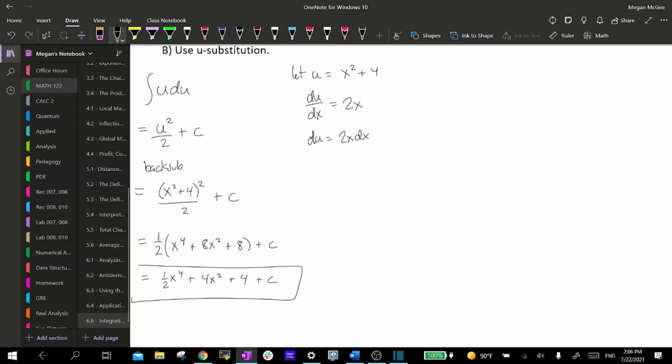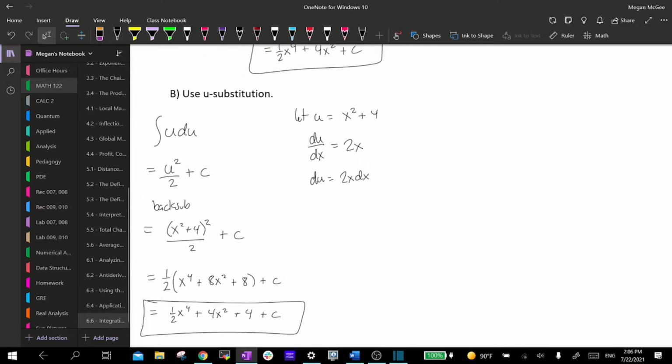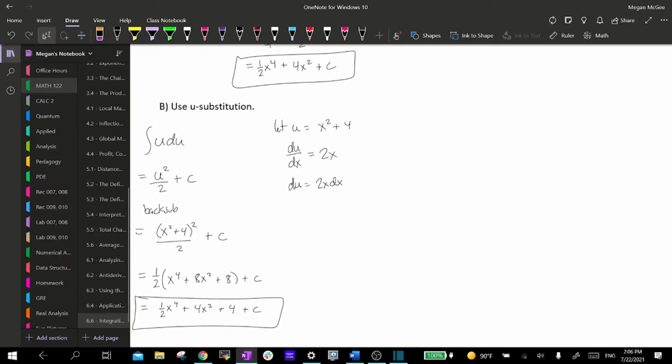All right, and so here is this answer. So let's see, can I scroll up? Let's go ahead and take a look at both of our answers here. Each of them have 1/2 x to the 4th plus 4x squared plus c. The only thing that differs is our u substitution answer has a plus 4.